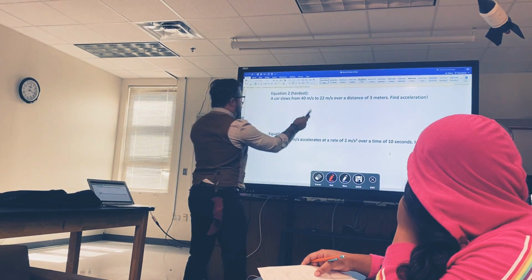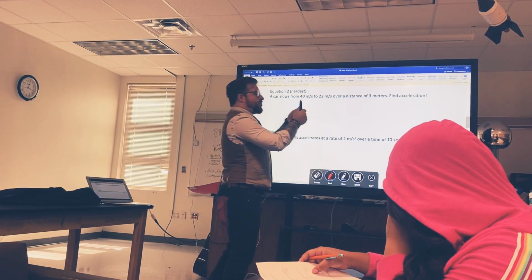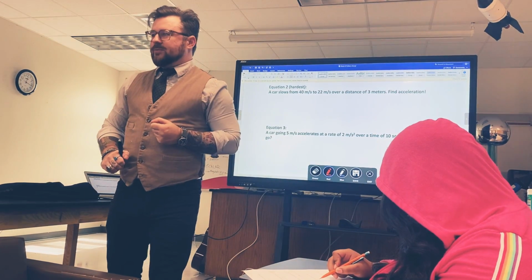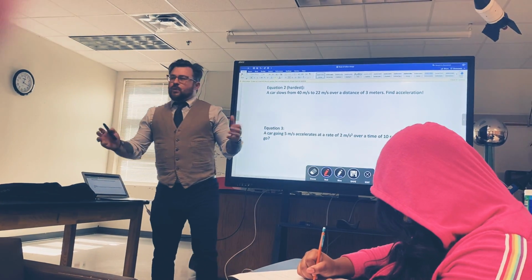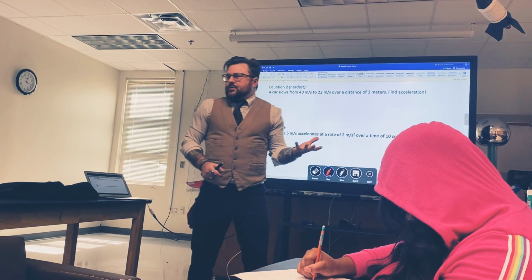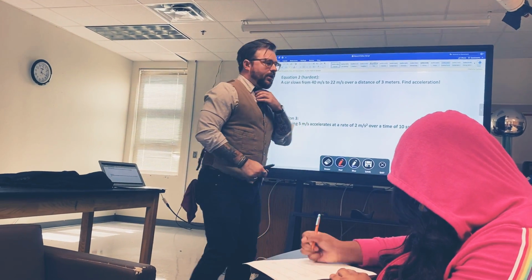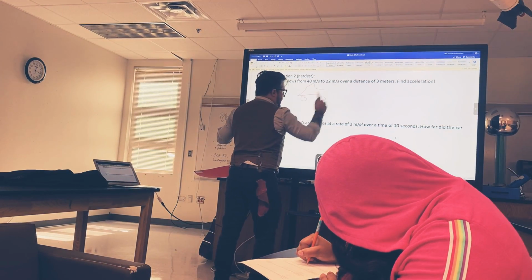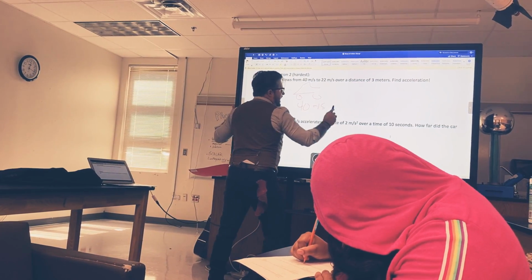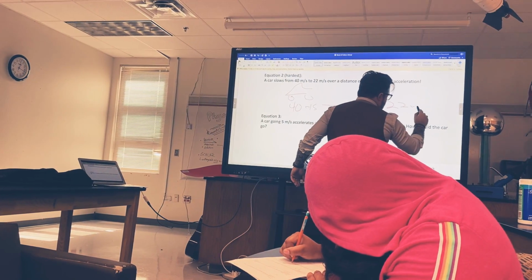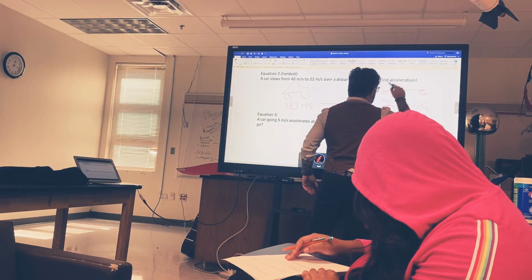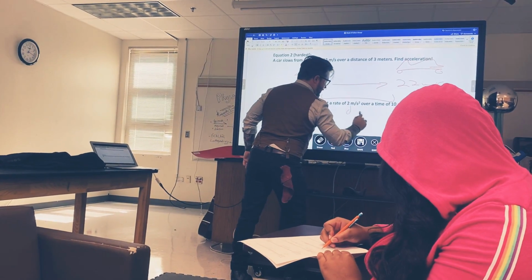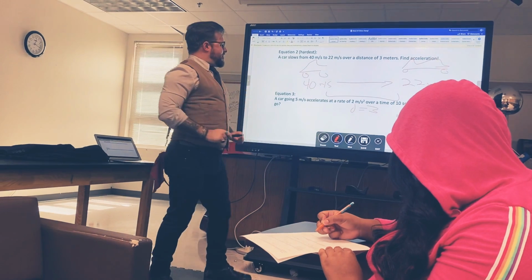Let's go. A car slows from 40 to 22. Someone tell me what you know about this already. Deceleration. Okay. So when I translate that into numbers, are you going to screw that up? Or are you going to be on top of this? A car slows from 40 to 22. It's going 40 meters per second, and then it slows to 22 meters per second, over a distance of 3 meters. Find acceleration.